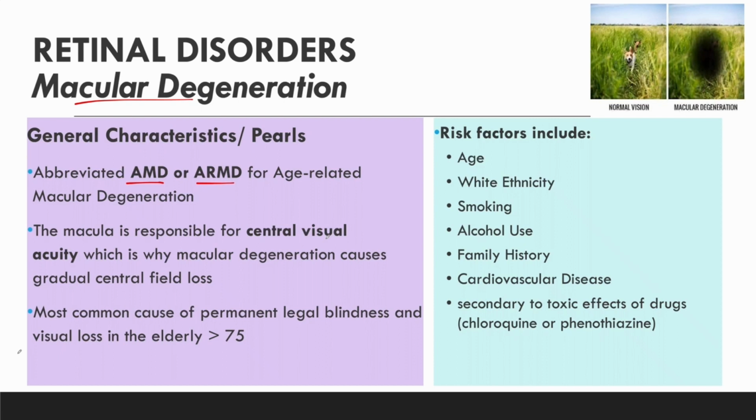Not really 100% sure how macular degeneration works, but we know that some of the risk factors include, of course, number one, age. So the older you get, the higher risk you have of developing macular degeneration. Those with white ethnicity, smoking and alcohol are also risk factors. It can run in the family. For instance, my grandfather had macular degeneration to the point where he was almost a little bit blind from it. And my mom actually has early macular degeneration. Other things like cardiovascular disease and then some secondary toxic effects can affect macular degeneration formation. But in most cases, when we hear vignettes, we hear older folks.